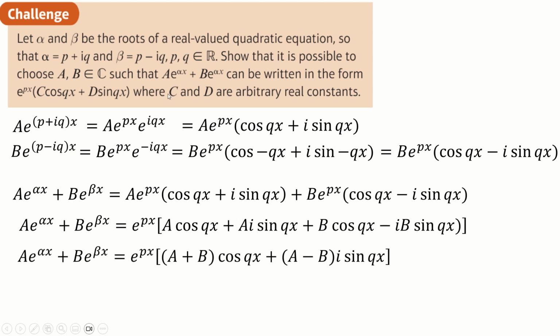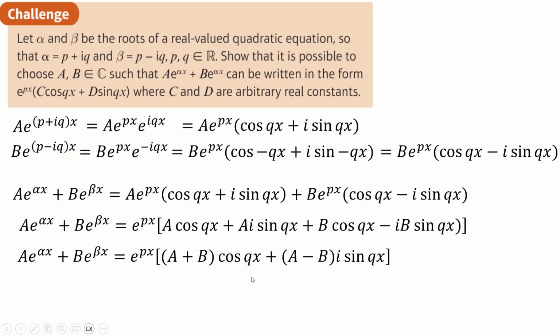And that's all good, because now if A plus B is C and A minus B is D, we're almost there, except this i is a bit annoying. And it's also telling us that C and D are definitely real, whereas A and B could have been complex. So how do we justify that? Well, it's because it says here, show that it's possible to choose A and B, such that we can do this. So what choices of A and B can we make, such that this will definitely be real, and that this i will go away?